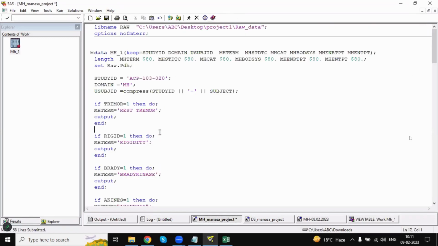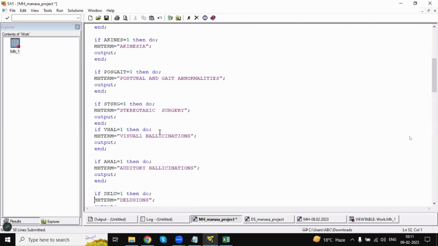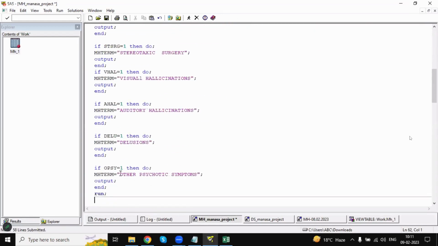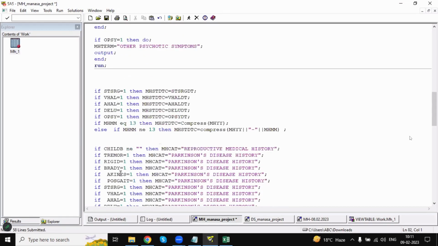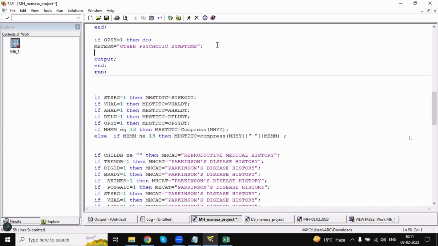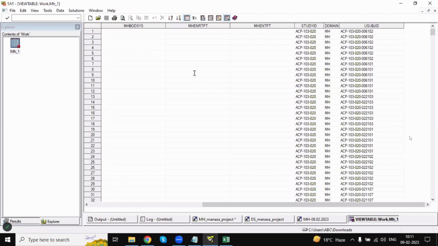Other variables also for the same term. If you observe here, for the same term you can give it there itself. What is the start date? For example, OPSC, what do you give? This is the term, this is the start date. You don't need to write one more statement, and you don't write another output statement.